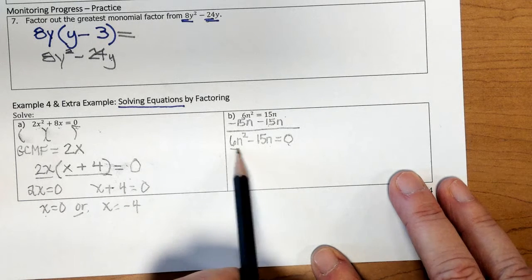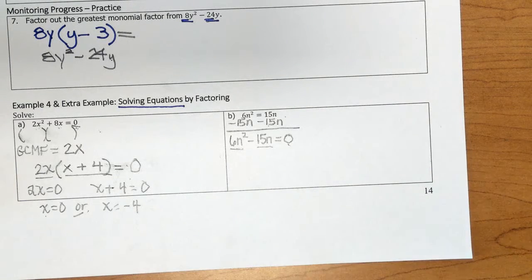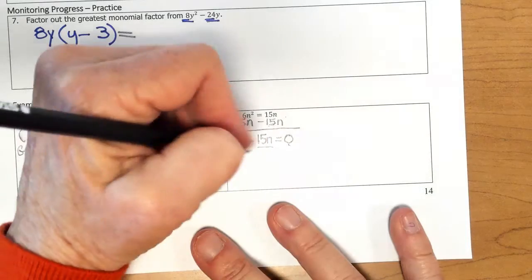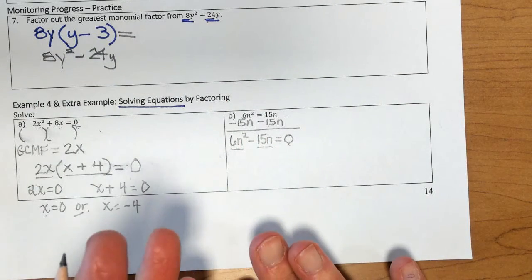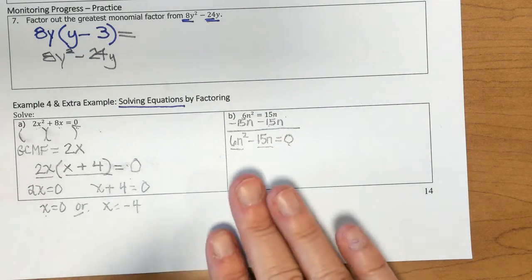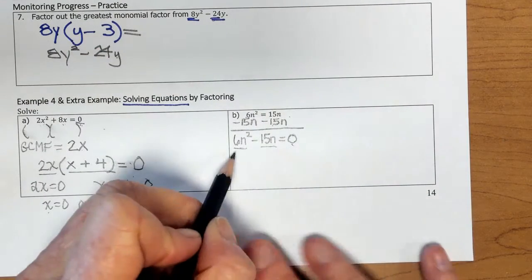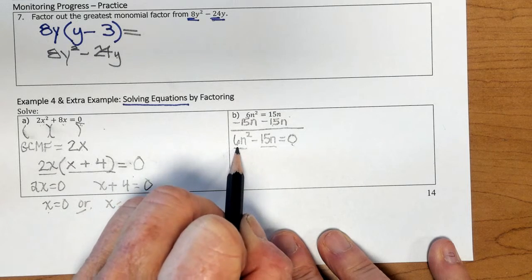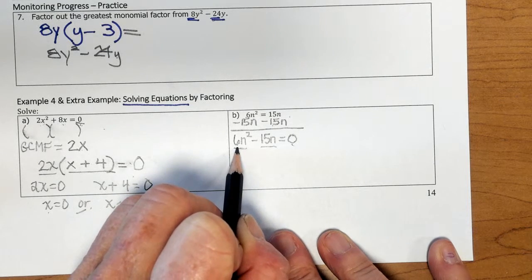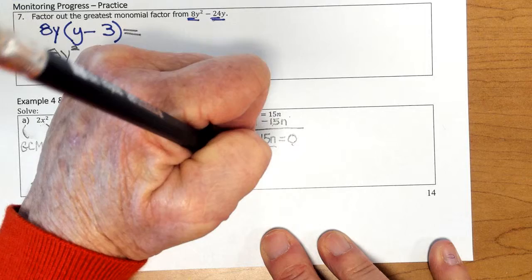But I'm going to notice something about 6n squared and 15n. They share a common factor. And what is that common factor? Is it 6? No. What are the factors of 6? 3, 2, 6, 1. So I know the greatest common monomial factor that sits in both of them is 3n.